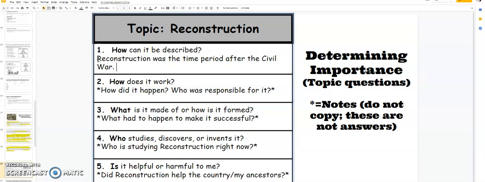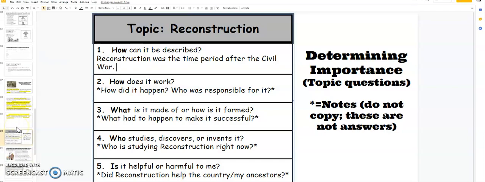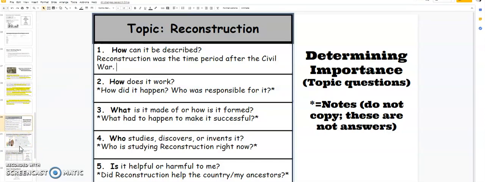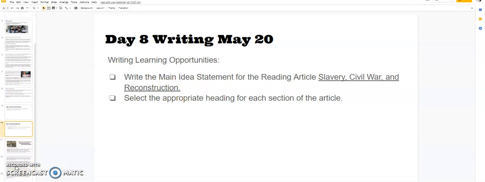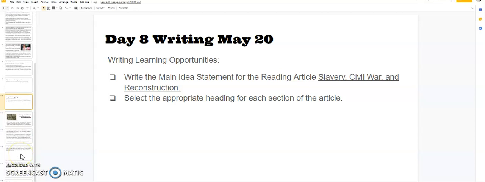So I hope this helps a little bit with the topic card, and we're going to go ahead and talk about writing, and we're going to do vocabulary in a different video because our writing today is linked to our reading. So I'm going to go ahead and switch over here. And we're going to go to day 8 writing. So we're going to write the main idea statement for the reading article, Slavery, Civil War, and Reconstruction. Select the appropriate heading for each section of the article. So we've got 2 writing activities today.